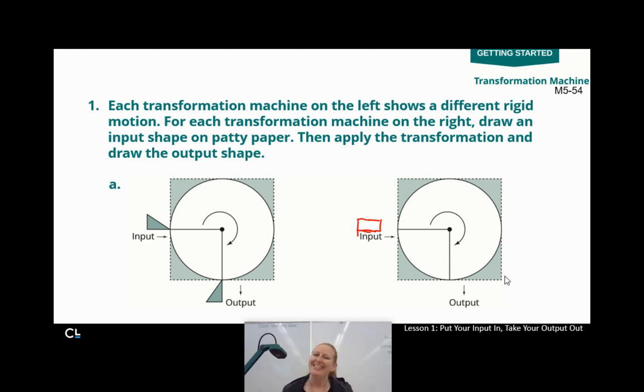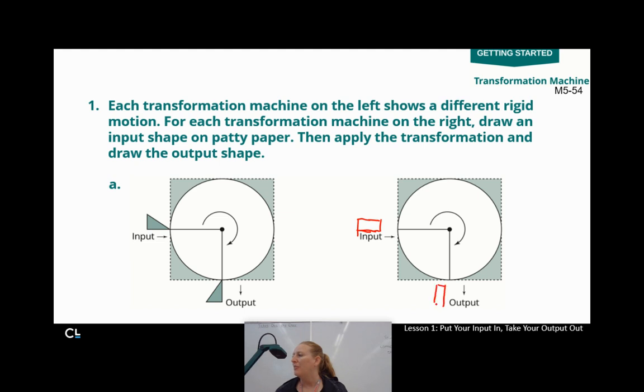So anyway, I input the shape and it looks like my shape got turned, right? I had the short side of the triangle and the long side, but then the short side was on the bottom and the long side was over here. So it looks like I should turn my rectangle. So I'm going to do that. So now the long side's over here.